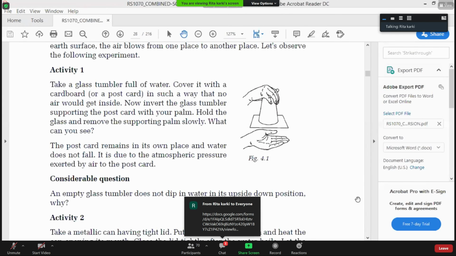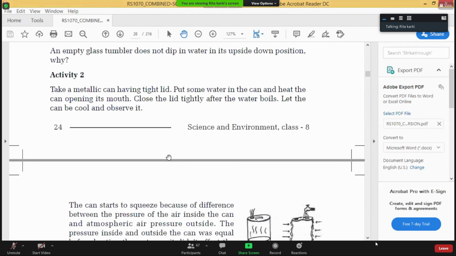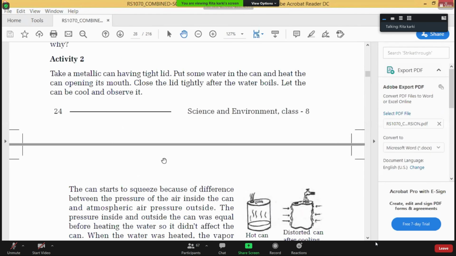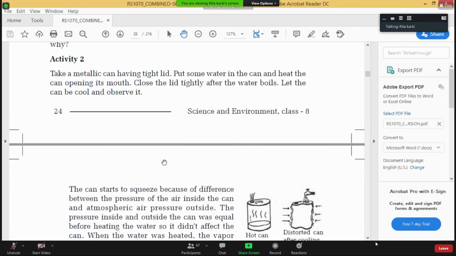Okay. So basically, for this activity, the cardboard remains in its own position and the water will not be spilled out from the glass tumbler. Besides this, there is another activity, activity 2, which also helps to prove that atmospheric pressure is not only present in the surrounding area, but also in a confined place, as well as in empty cans and empty bottles, which also contain a certain amount of pressure.